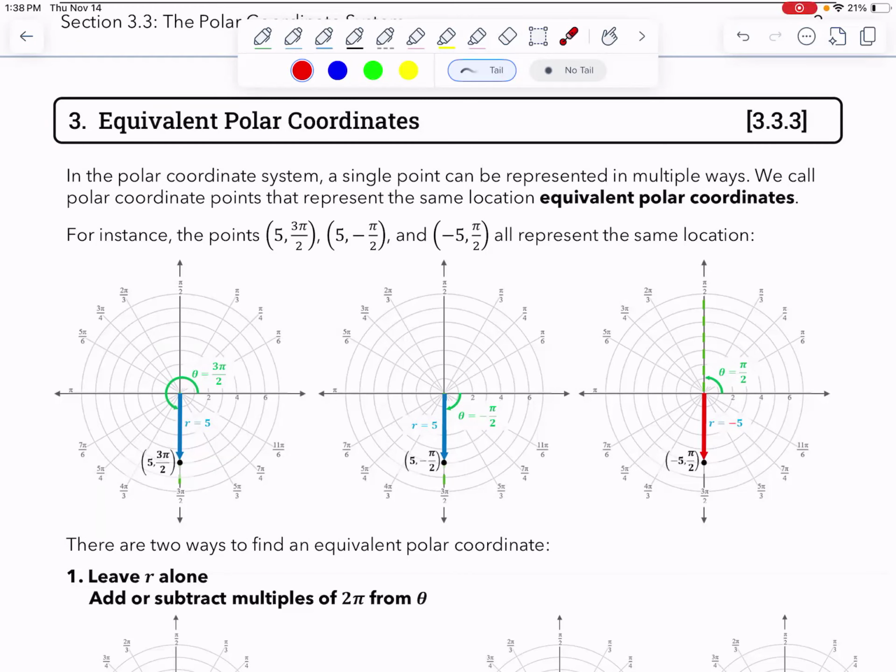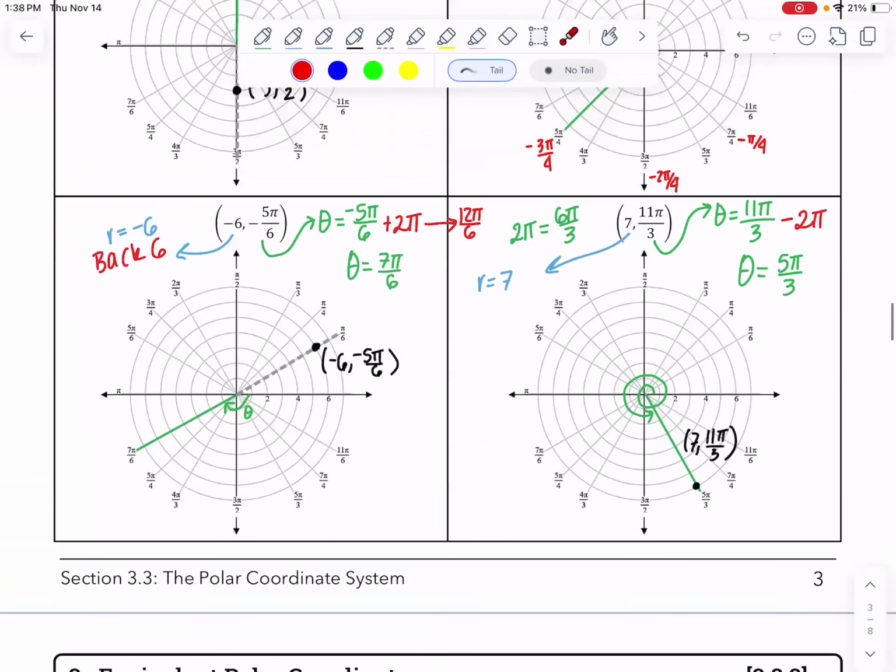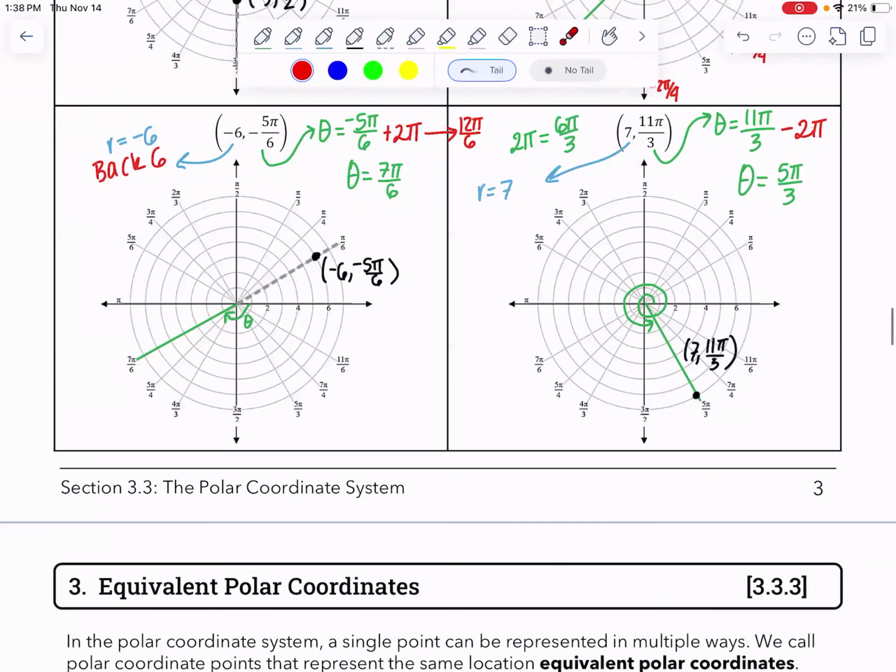Equivalent polar coordinates. All right, so in the previous video, we worked on plotting polar coordinates. And one of the things that we did was, when we had an angle that didn't fall within our first revolution from 0 to 2 pi, we adjusted it either by adding 2 pi for those negative angles or subtracting 2 pi if the angle was greater than 2 pi. We found that we could, while changing these angles, still plot the same point.